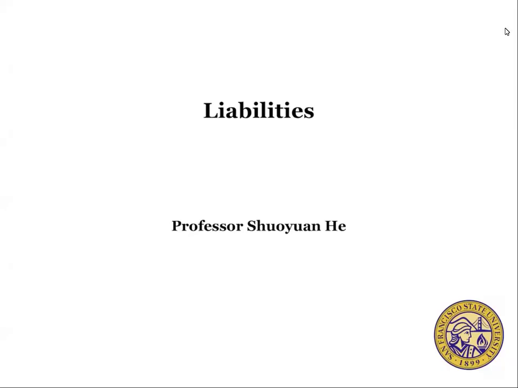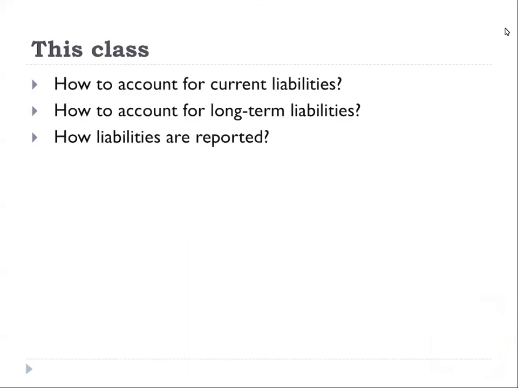Hi, everyone. In this chapter, we're going to talk about liabilities. There are two kinds of liabilities. One is called current liabilities. The other is called long-term liabilities. So we're going to talk about each of those, how to account for each of those, different kinds of current liabilities, what is the major kind of long-term liabilities, and what is the accounting. And then in the end, we're going to talk about how liabilities are reported.